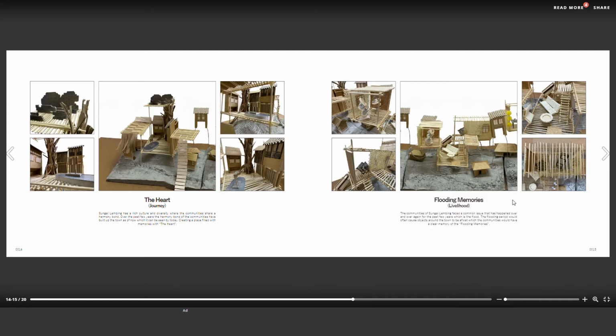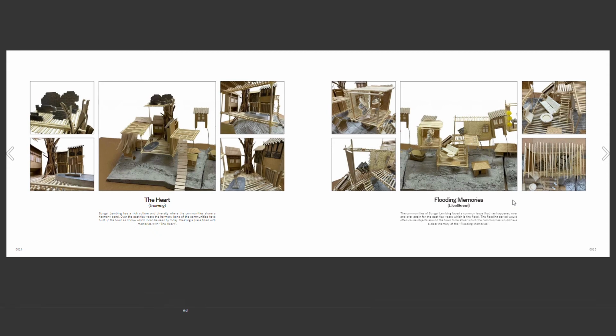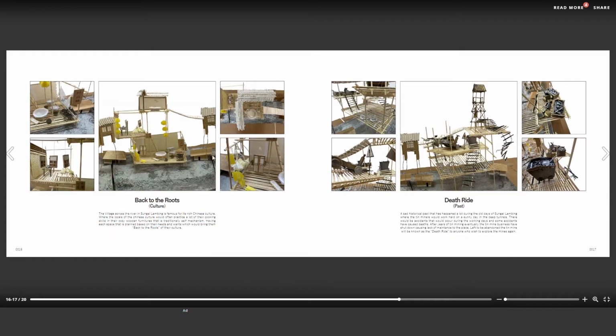The communities of Sungai Lembing face a common issue that has happened over and over again for the past few years, which is the flood. The flooding period often causes objects around the town to be afloat, and the communities have a clear memory of these flooding memories. So, back to the roots, it represents the culture.